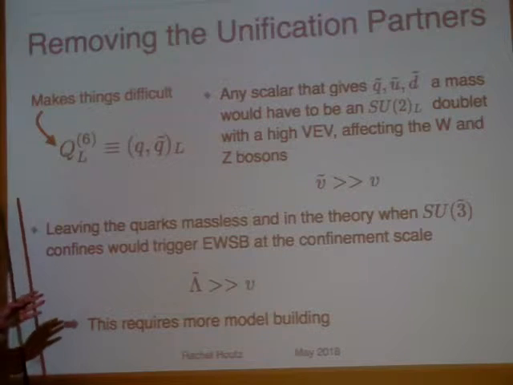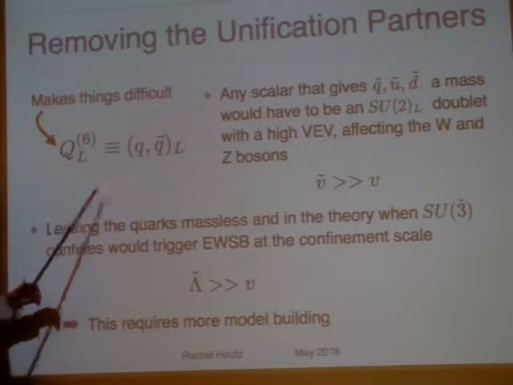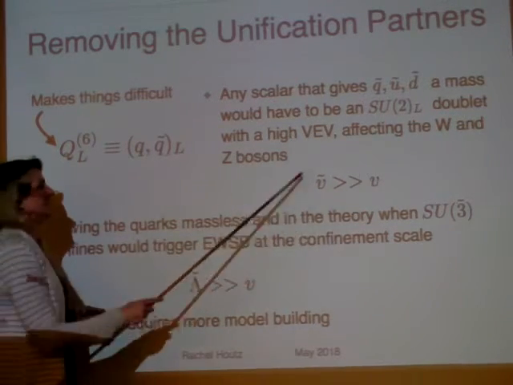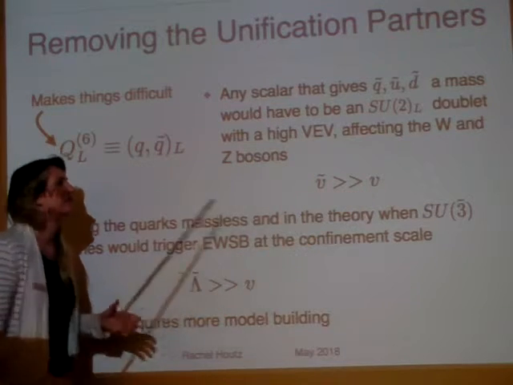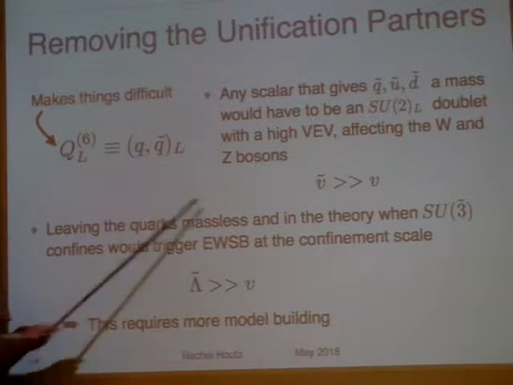So under the current charge assignments we have, anything that gives a typical Higgs mechanism would be charged as an SU2 left doublet, right? So we don't want to set up some Higgs VEV that's much, much higher than this VEV, because we don't want to affect electroweak symmetry breaking at some high scale. So we don't want to do this.